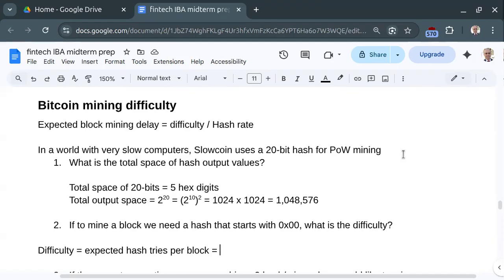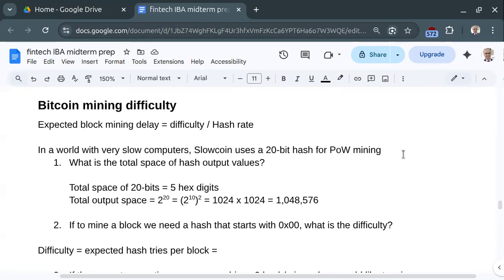So difficulty 20 means I need to try 20 times before I get my next block. On the average, remember, it's always talking about the average. So when I say 20, it may come to 25 or 15 or 40. Okay, we're always talking about the average. So the average number of trial hashes per block, that's your difficulty.